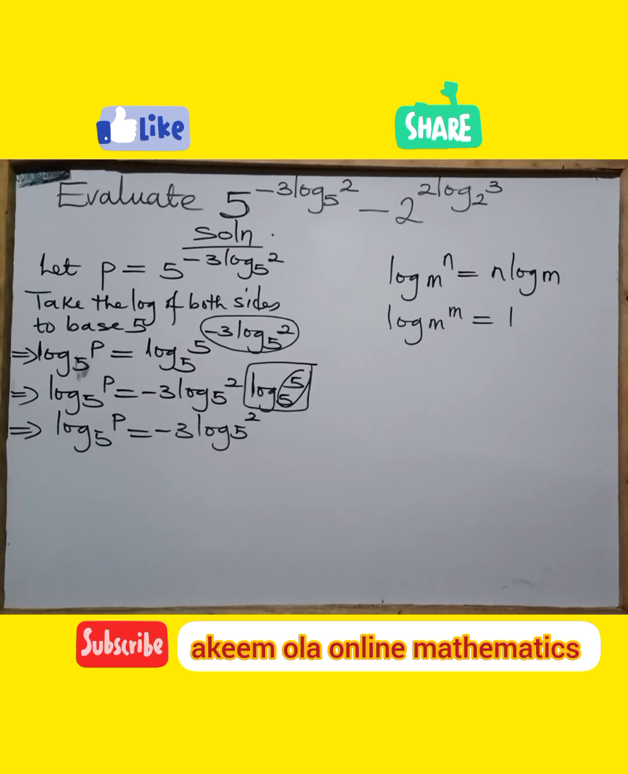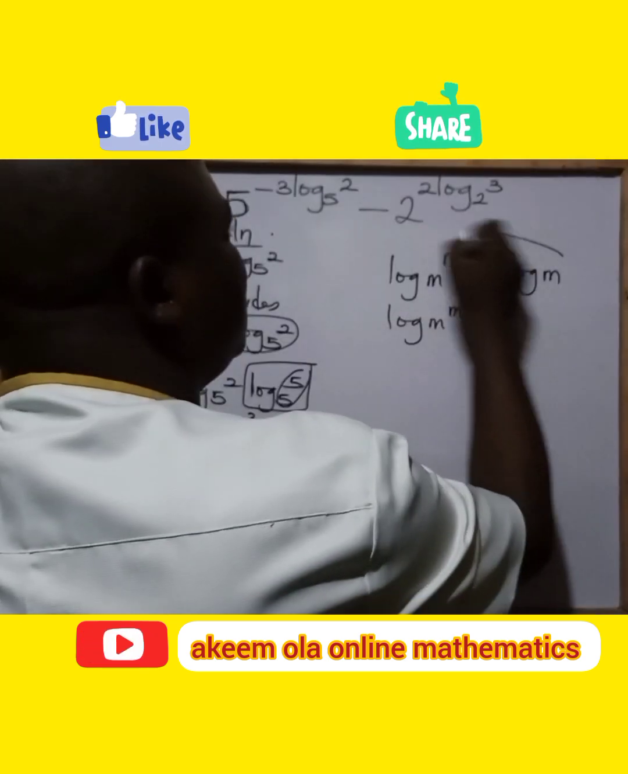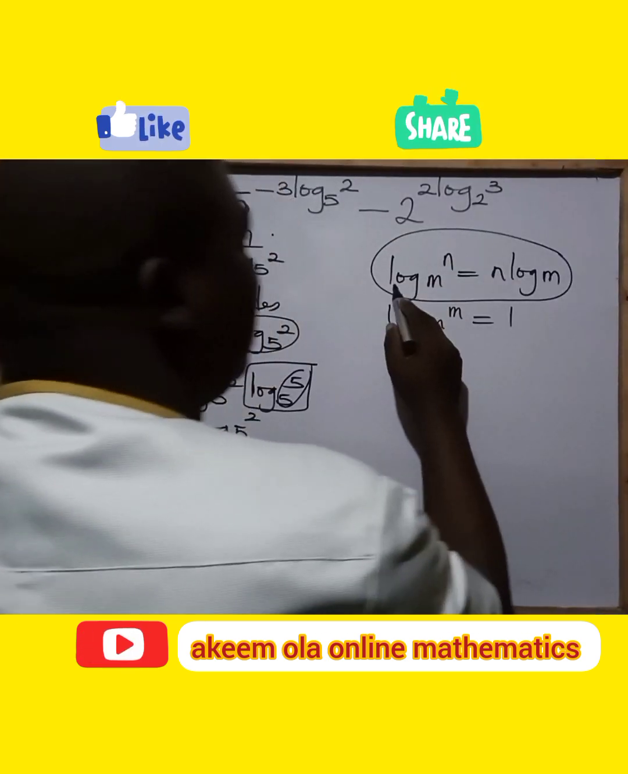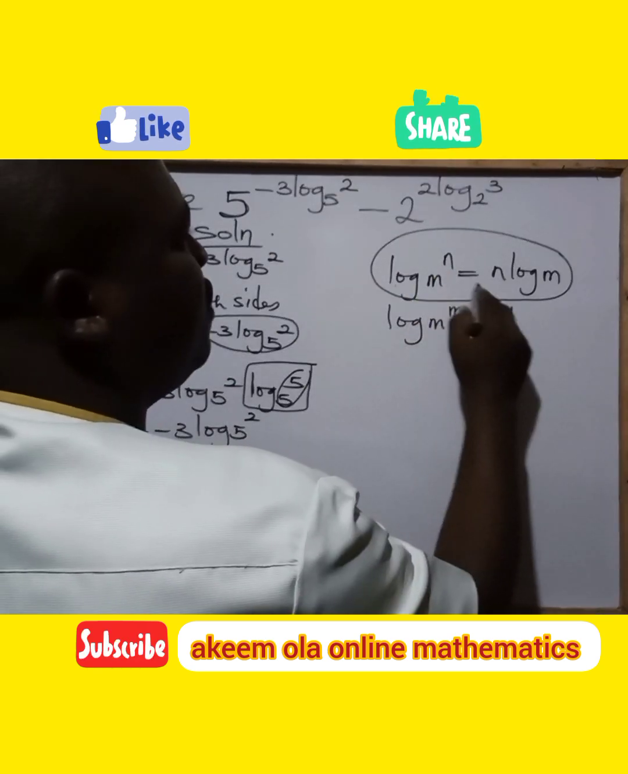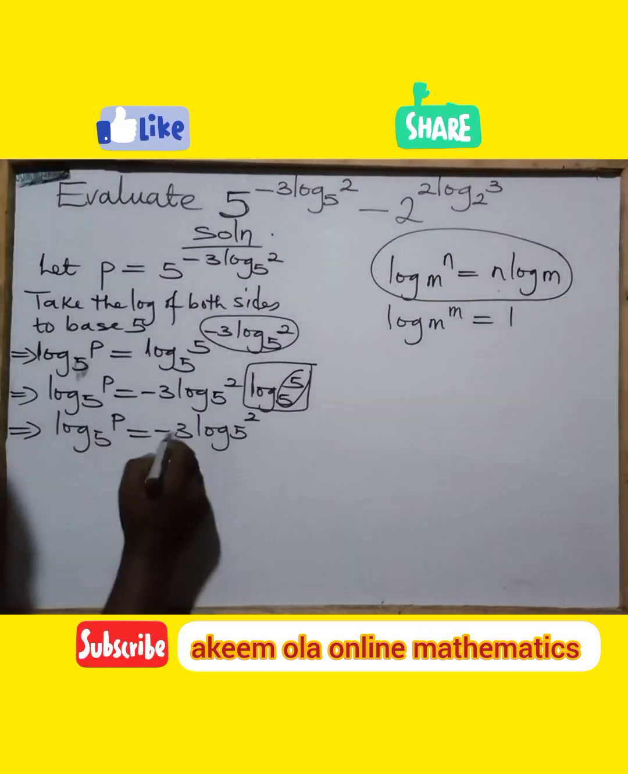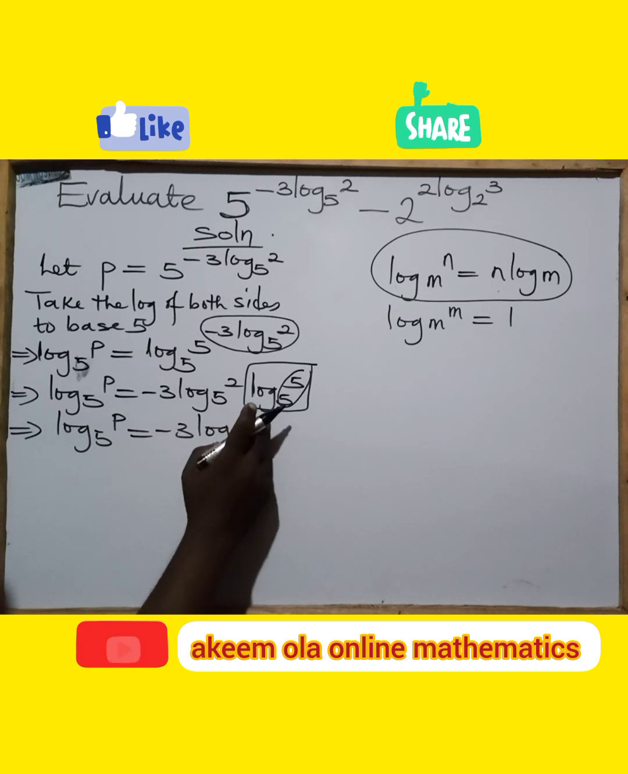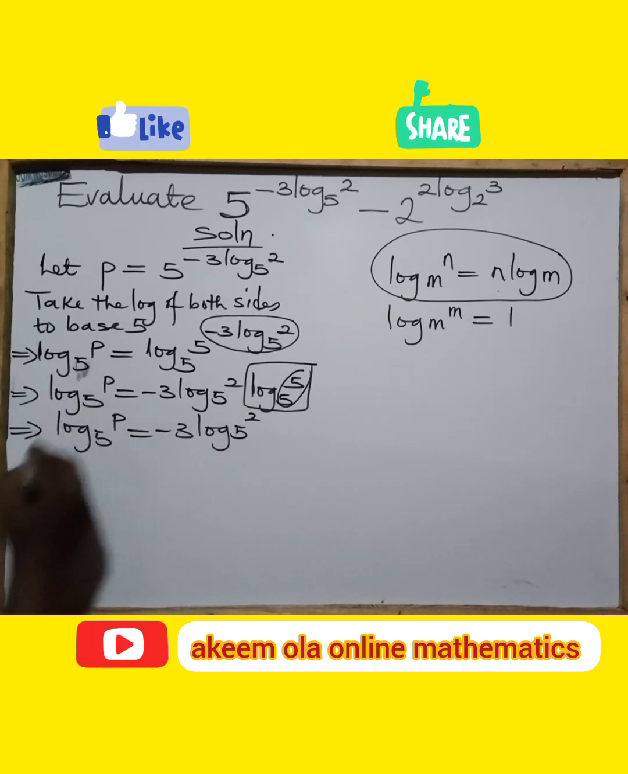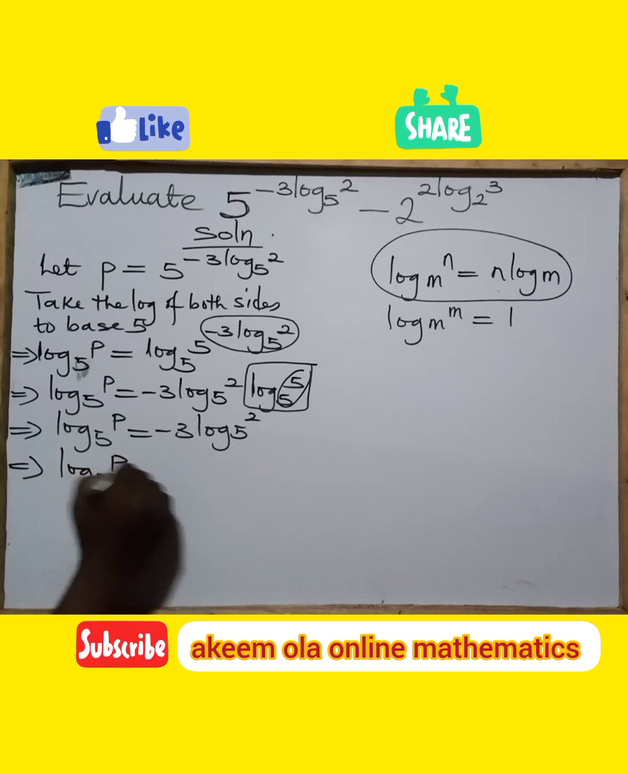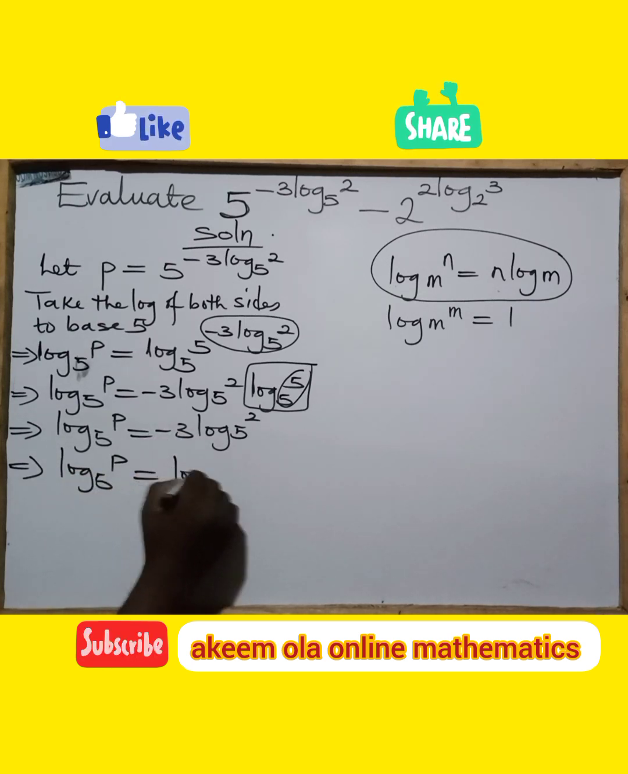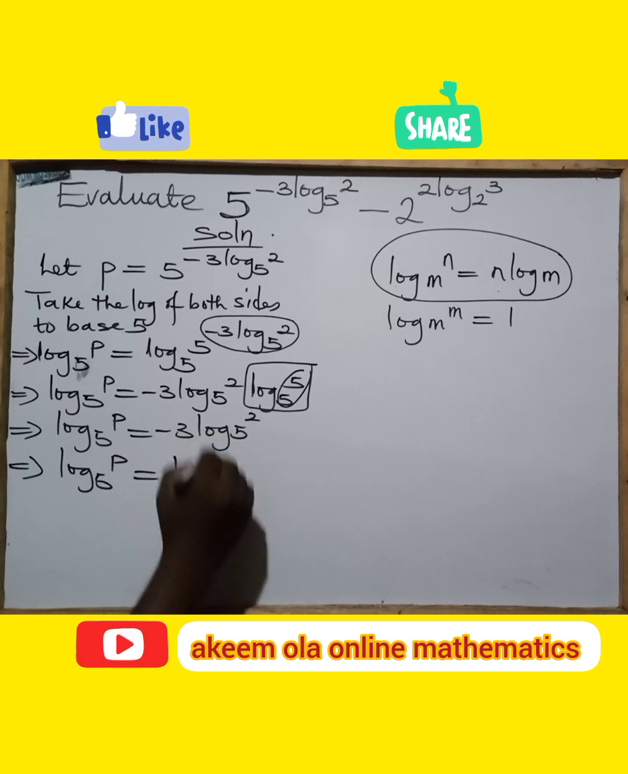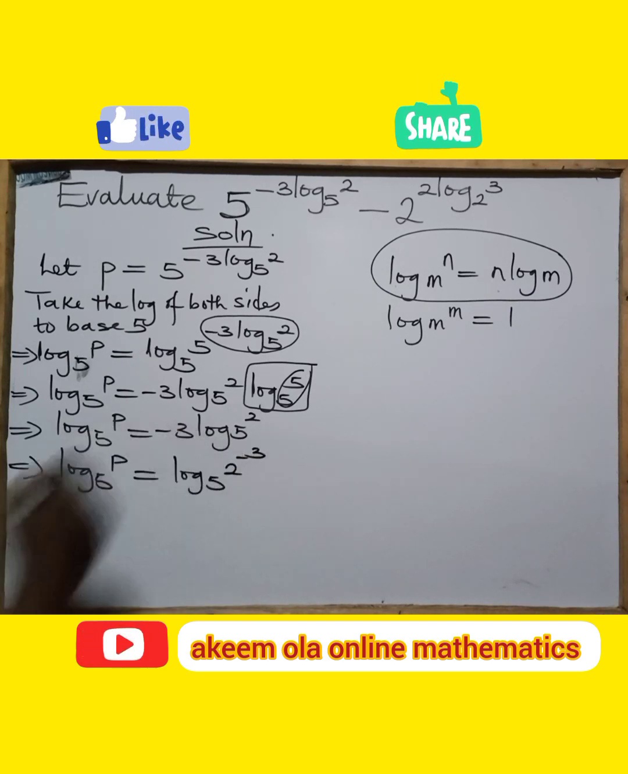So from here, I can go back to this law. I have n log m, and that means this minus 3 can be raised to this power. So I'm going to have again log 5 P is equal to log 5, then I have 2 raised to power minus 3.